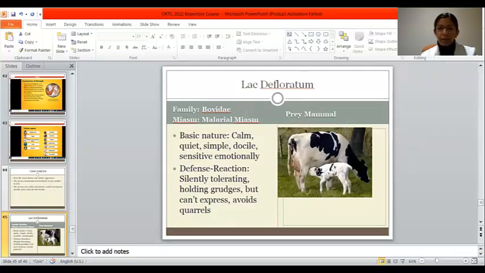So when we see Lac defloratum, it belongs to the Bovidae family, and it's a prey mammal. And what is the miasm? It's a malarial miasm. So malarial miasm means you are just bearing and bearing, and there comes a point where you just give up. It comes in between acute and psoric miasm. So you try to live with it. You can't do anything, so you're helpless. So you are just bearing with it.